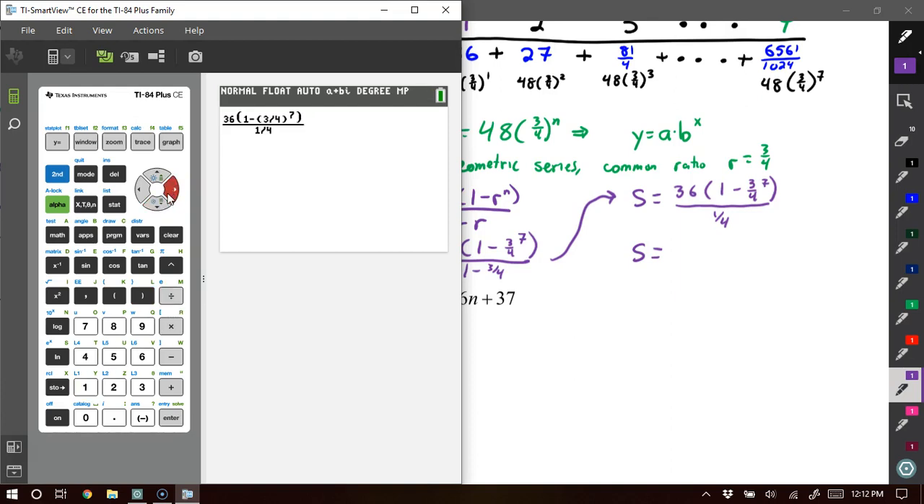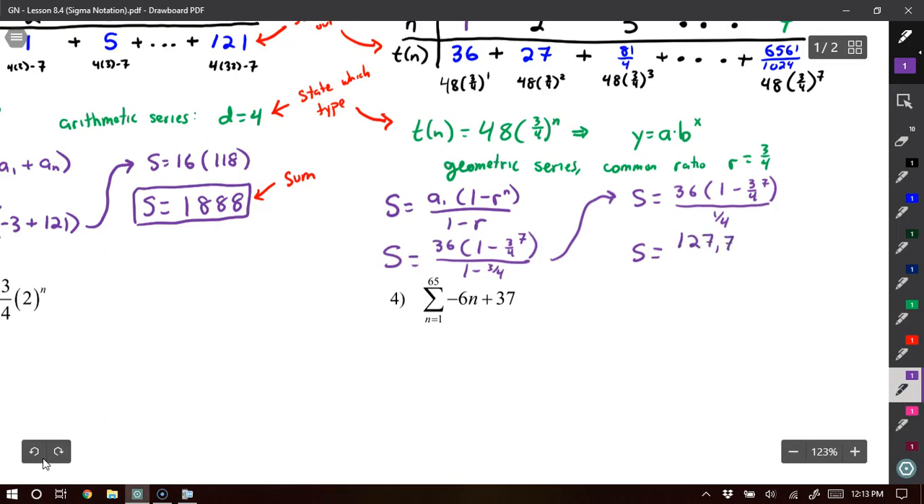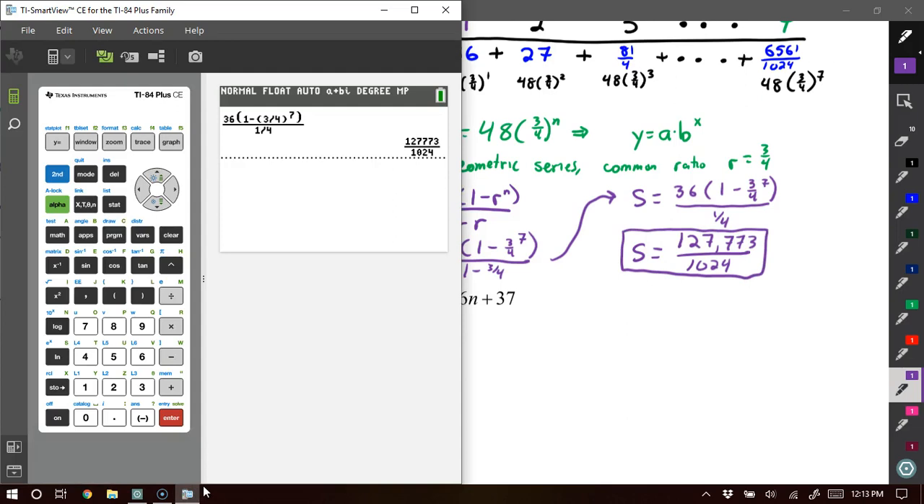The nice thing about using this, if I type it in using that fraction feature, it is going to spit out the actual answer. We have 127,773 over 1,024. We want the exact answer, not the decimal of it. We want the exact fraction for it. If I type it in without that fraction feature, it's going to be a little bit more complicated. You're going to have to do it in parts to make it a little bit easier. You would do the 36 parentheses, 1 minus parentheses, 3/4 to the 7th power.